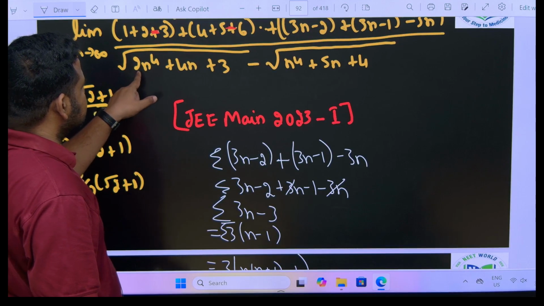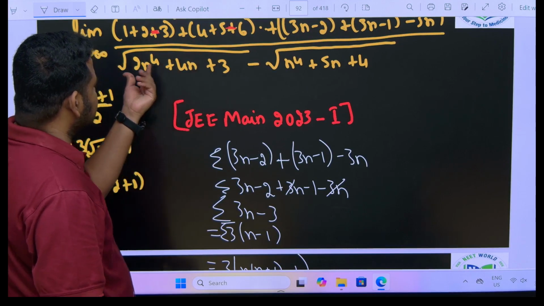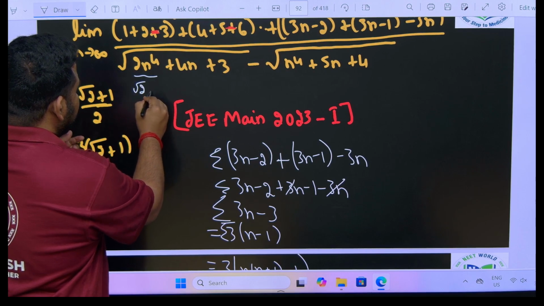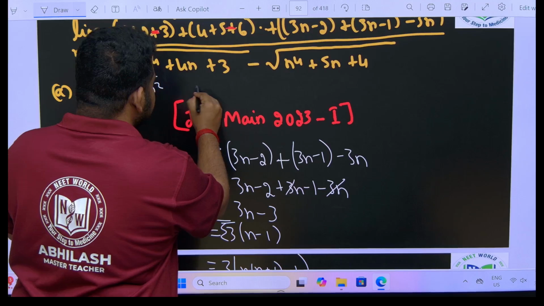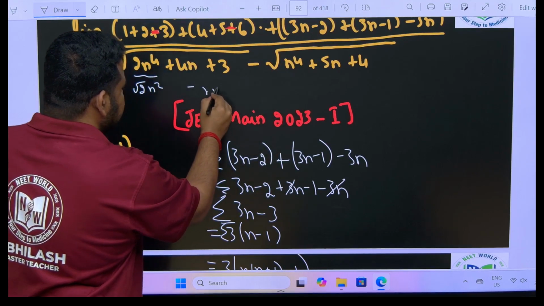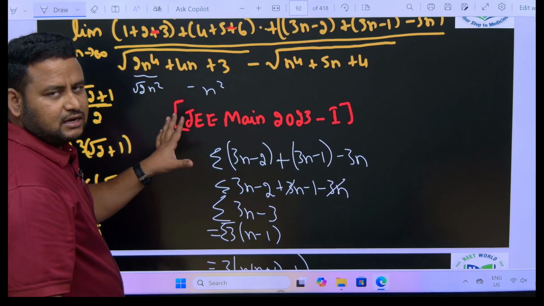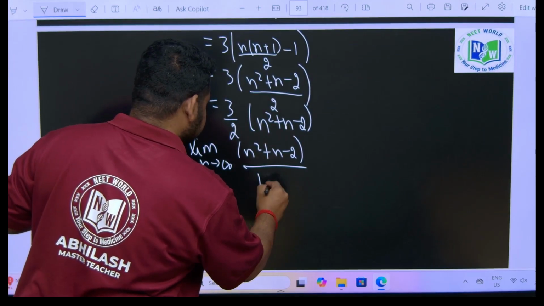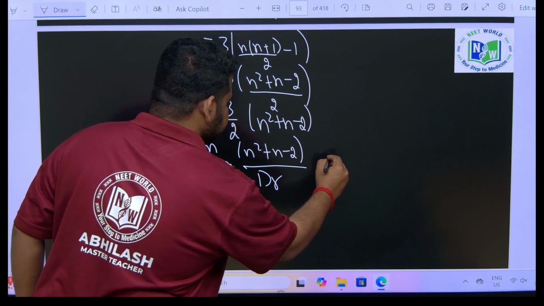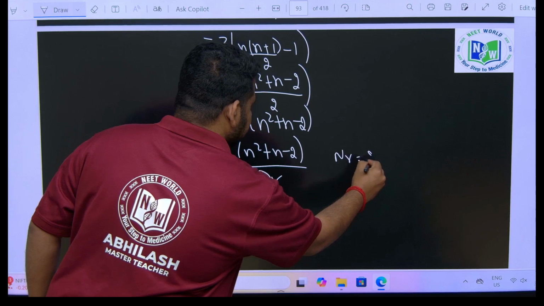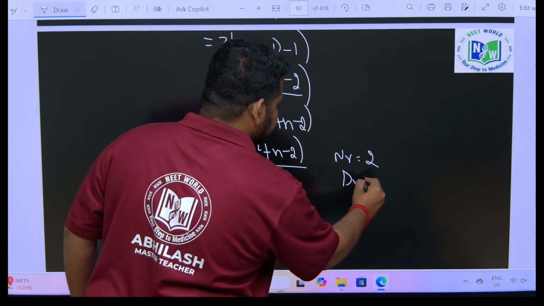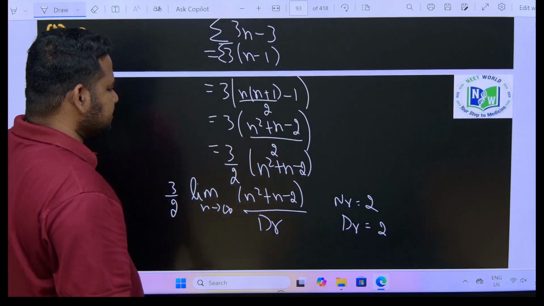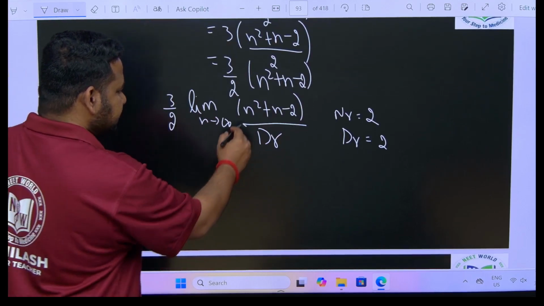See here, friends, I need not write this again, because if this comes out, this will become root 2 n square, and minus, highest power I am saying, this will become n square. So the degree of numerator and denominator are the same. I'll write the denominator, the degree, that is power. The numerator has power 2 and the denominator has power 2. Correct? So what is the coefficient of n square here in the numerator? It is 1.